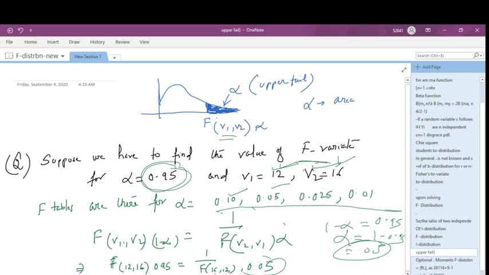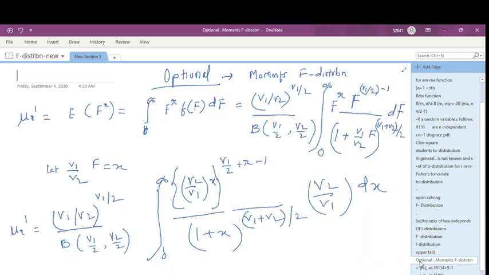Okay, this is an optional slide I thought I will show you for calculating the moments of F distribution. The reason I kept it optional is because this is a complicated calculation, and you can practice yourself. It uses the beta and gamma functions.